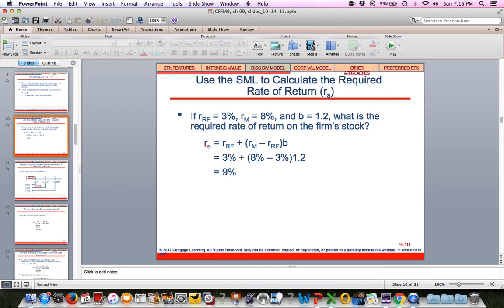And so what they're saying in this example is if the risk-free rate's 3 and the market rate is 8, and we have a stock with a beta of 1.2, we want to get the right return matched up with that amount of risk, which means that we should get a rate of return of 9% to match that risk. So basically with a beta of 1.2, a risk-free rate of 3 and a market rate of 8, the stock return and the beta are matched.